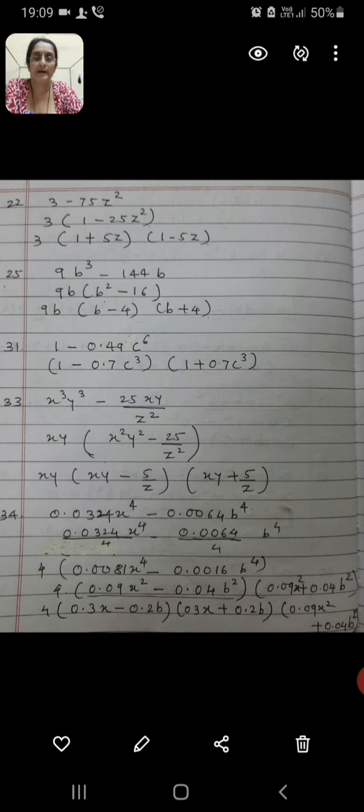0.8 square minus 0.2 square. So again here also we have to take the root of this number. So 0.8 square's root is 0.8. Once it is positive, once it is negative. So 0.8 plus 0.2, 0.8 minus 0.2. So you will get 1 into 0.6, that is 0.6. Fine, that is the answer.